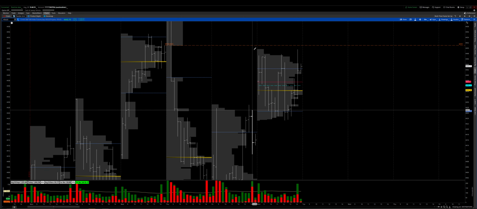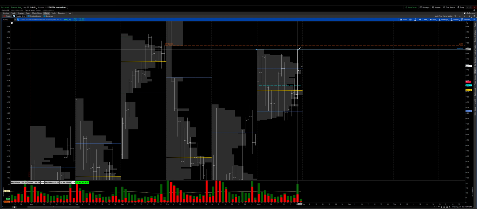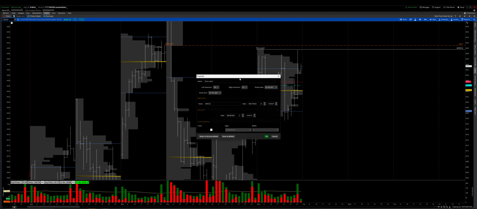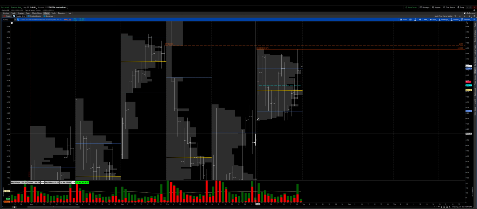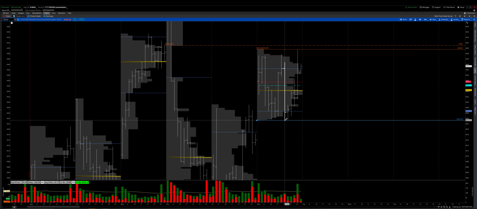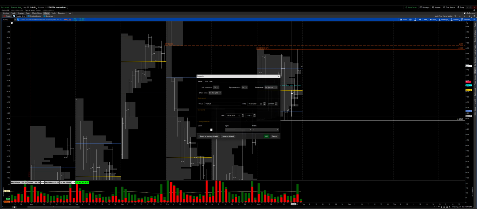So let's go ahead and mark today's high as 49.50. High of day. High of day. And where the single prints start. Then we have our low of day right here at 23.50.